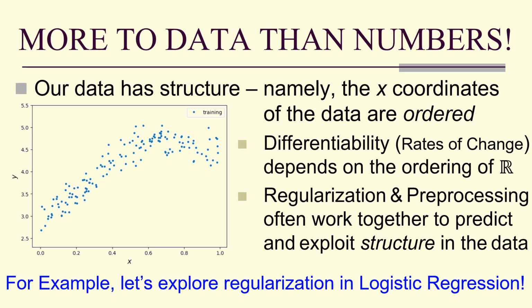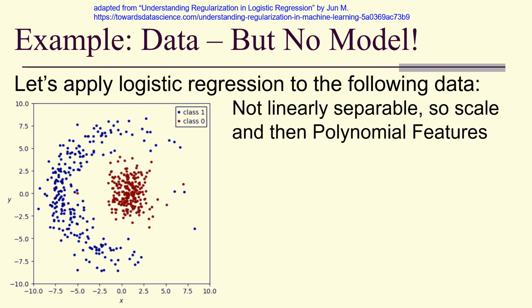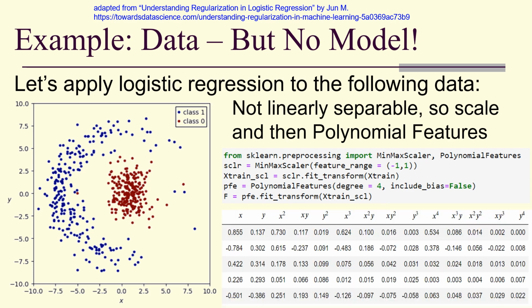So let's look at an example. Here we have data in 2 dimensions, and we're going to apply logistic regression to it. Well, it's not linearly separable, so there's no line that we can draw that's going to divide class 0 from class 1, but we can do some feature engineering. We can generate a bunch of polynomial features. Here we do that, using degree 4, and that's going to give us these polynomial features from the original set of data. Notice that I also did a min-max scaling before I did the polynomial features.